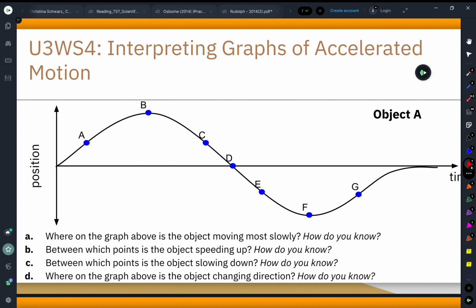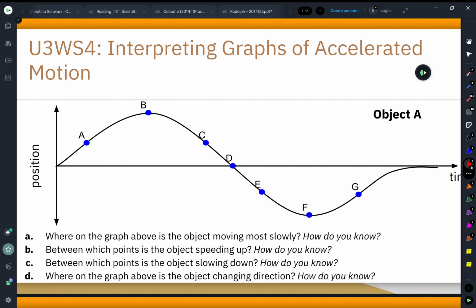The first part is, where on the graph above is the object moving most slowly? How do you know? Second part, between which points is the object speeding up? How do you know? Part C, between which points is the object slowing down? How do you know? And part D, where on the graph above is the object changing direction? How do you know? Well, this is a position versus time graph.